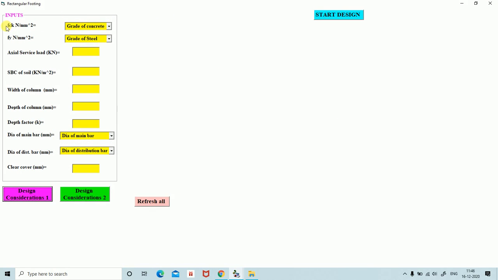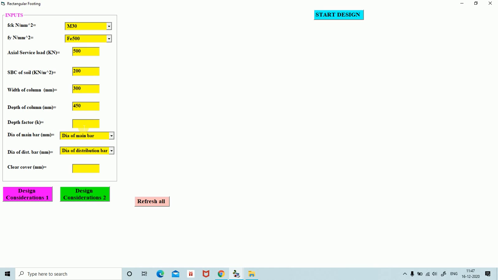Let us first click on grade of concrete. I am taking 30, then grade of steel as 550. We can select the axial service load, let us say 50 tons, that is 500 kilonewton, and SBC of the soil. I am assuming black cotton soil, 150 to 200 kilonewton per meter square, so I am taking 200. I am taking a rectangular column: width of the column is 300 and depth of the column is 450 mm.